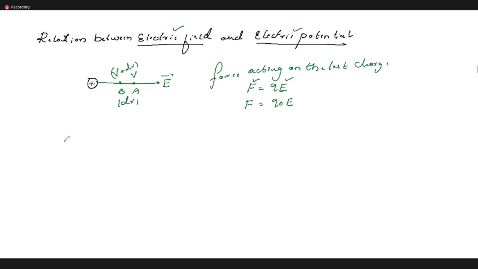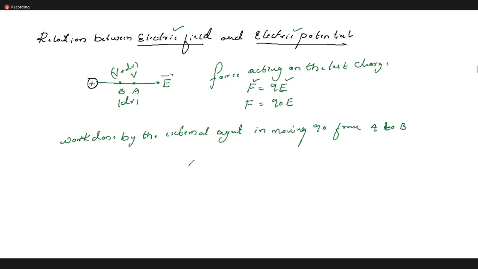Now I will see what is the work done. The work done by the external agent in moving a Q naught from position A to B. Let me write dW is equal to the work done.